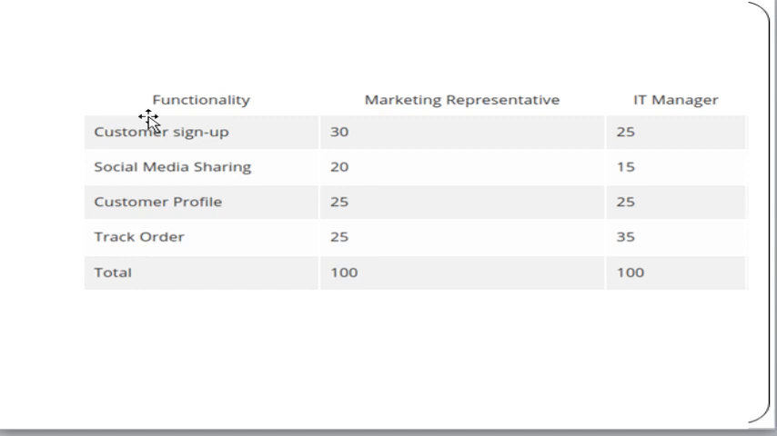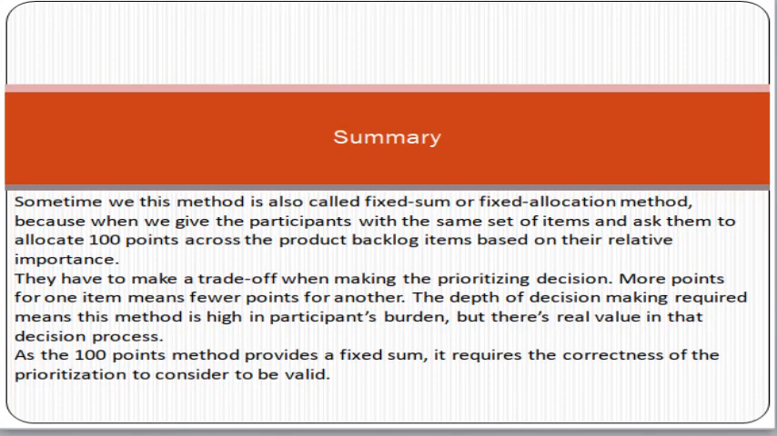What we do is give 100 points to the stakeholders. The stakeholders, unevenly and by their own choices, divide these 100 points among the user stories, and the user story that gets the most points from the stakeholders gets the highest priority as well. So this is the main concept here. Remember, friend, the story that gets the highest points gets the most priority, and on the basis of the comparison, they have to make a trade-off when making the prioritization decision. More points for one item means fewer points for another.